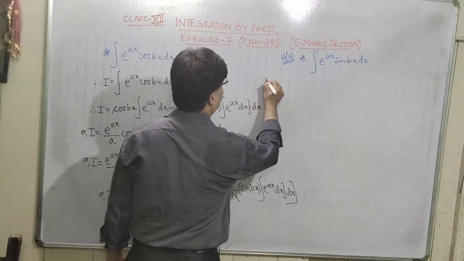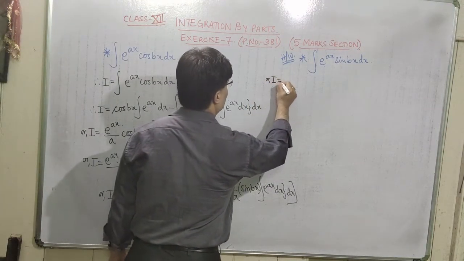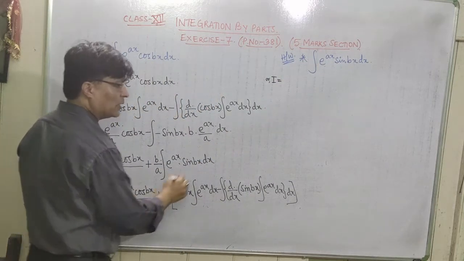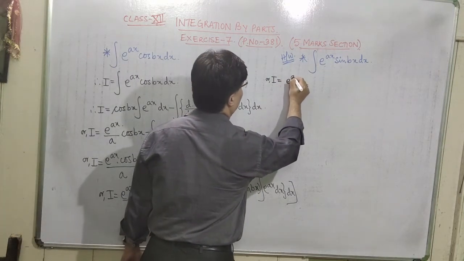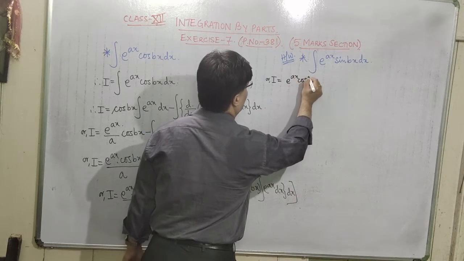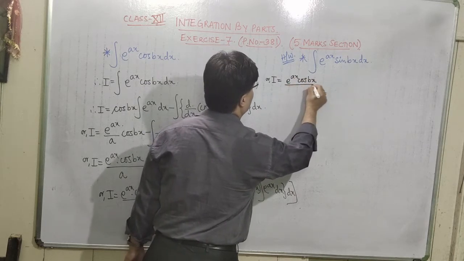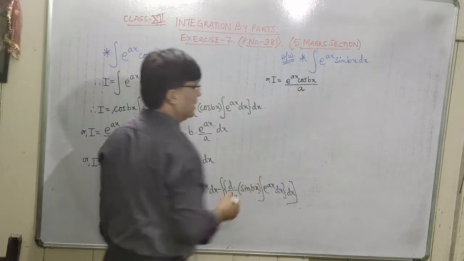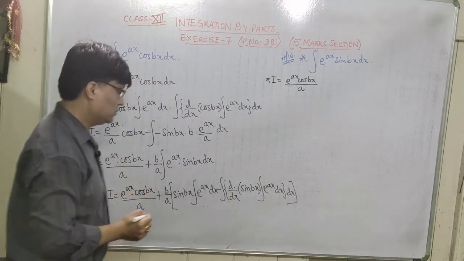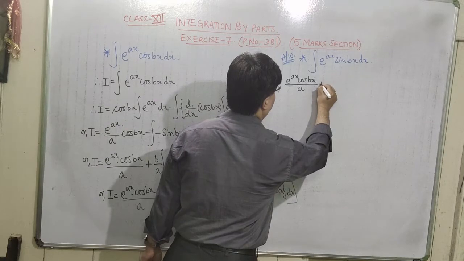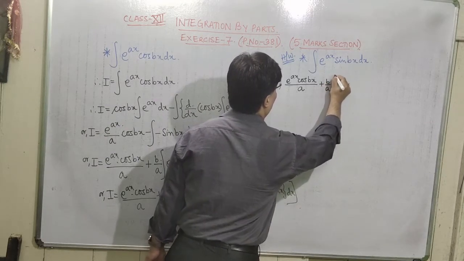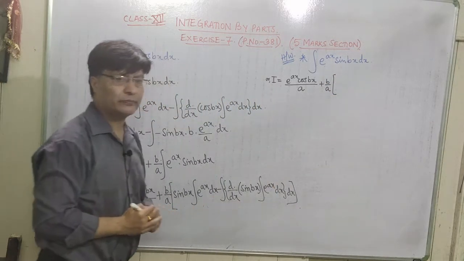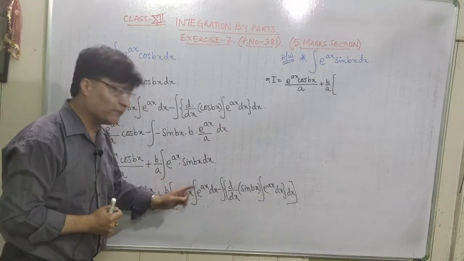Or I is equal to, so which is the first function here? This is e to the power ax cos bx divided by a, right? Plus b by a, now within the third bracket. Let us integrate first.